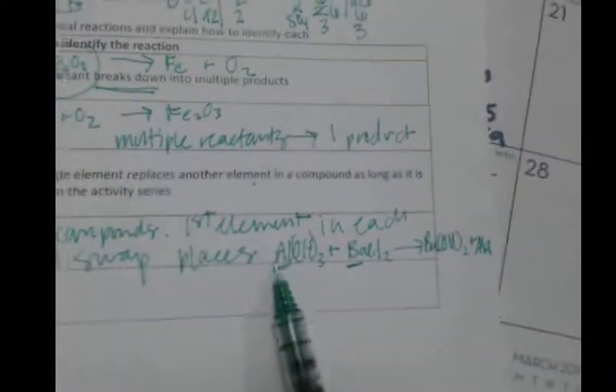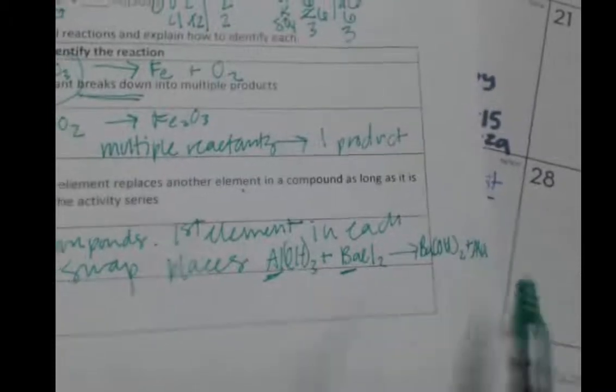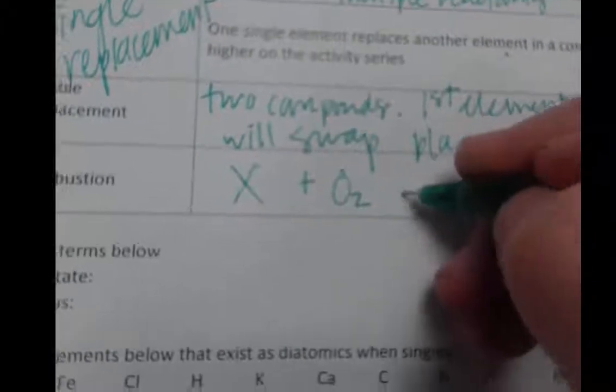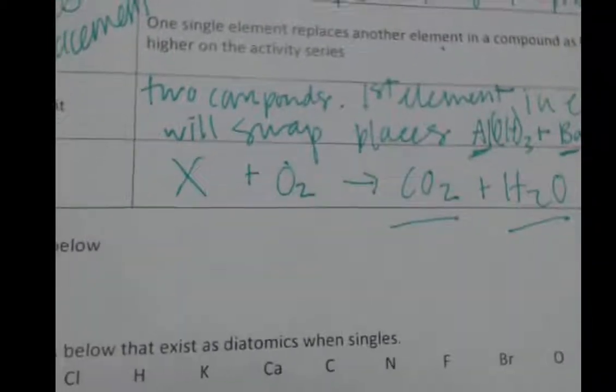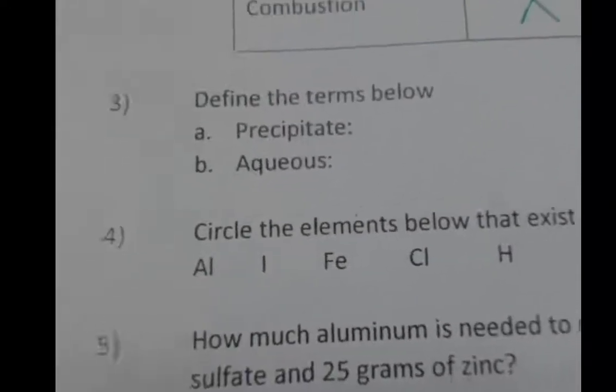So you see our first elements are swapping places, and then you can also tell it's double because you have a compound and a compound, and you end up with another compound and another compound. Last one's combustion. How can you tell if something's combustion? Well, you have some sort of reactant reacting with oxygen, and it's always going to form CO2 and water. That's how you know you have a combustion reaction. Anytime you have CO2 and water as a product, and anytime you have oxygen as a reactant, you have yourself a combustion reaction.